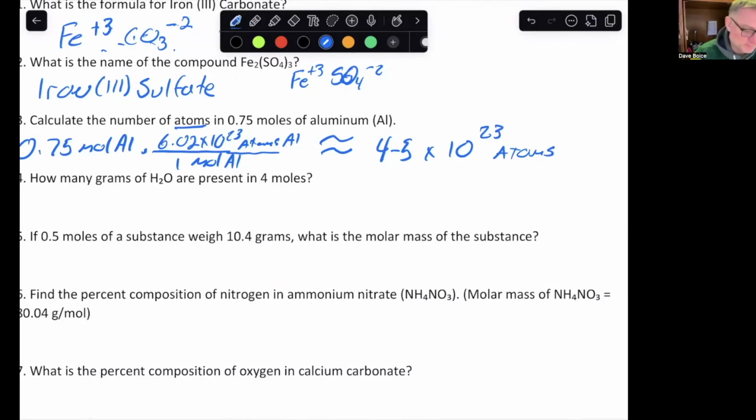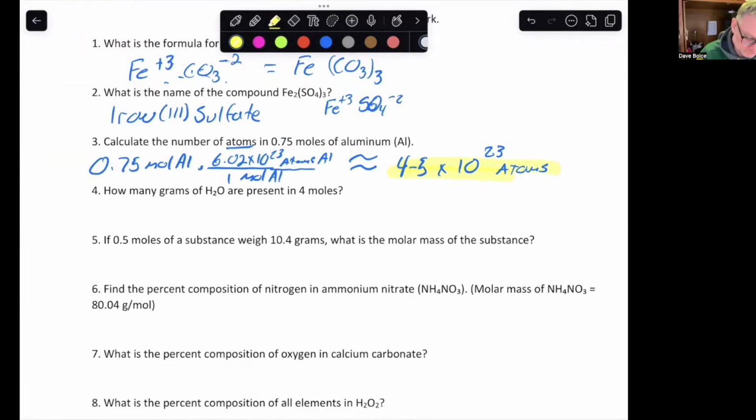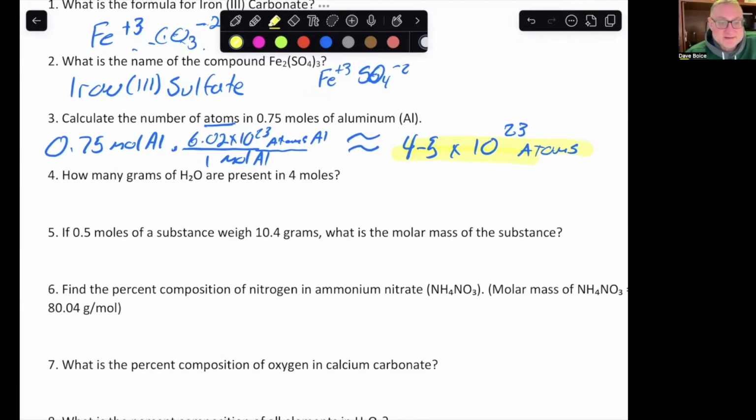4 to 5. Remember, this is a range I'm putting on these. I do want you to try and solve it yourself and see if your answer is somewhere within that same range. Next, how many grams of water are present in 4 moles?